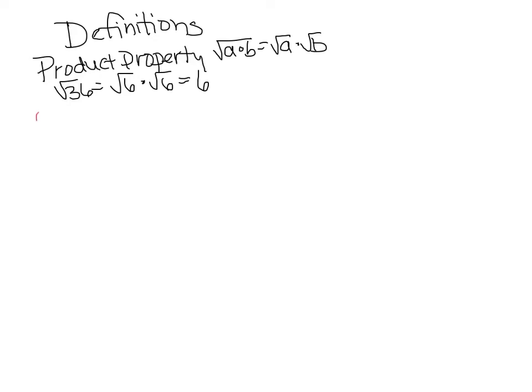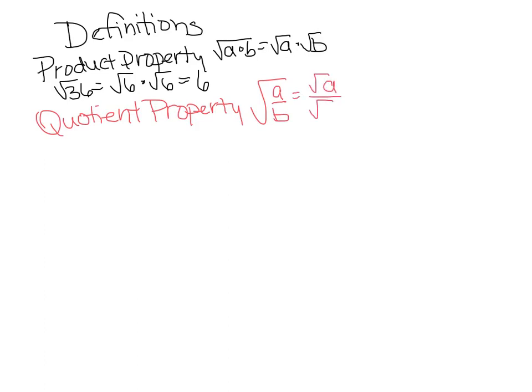And the next thing we're going to write down is the quotient property. And these are all properties that you've seen before. We cover these in Algebra 1. We also cover them in geometry. So the quotient property says whenever you have the square root of a over b, that's the same thing as the square root of a divided by the square root of b. So basically you can break up the radical.